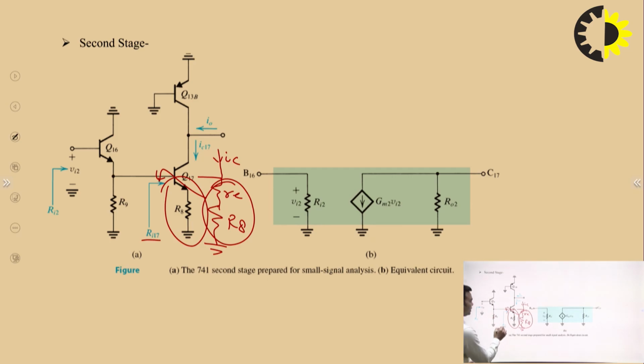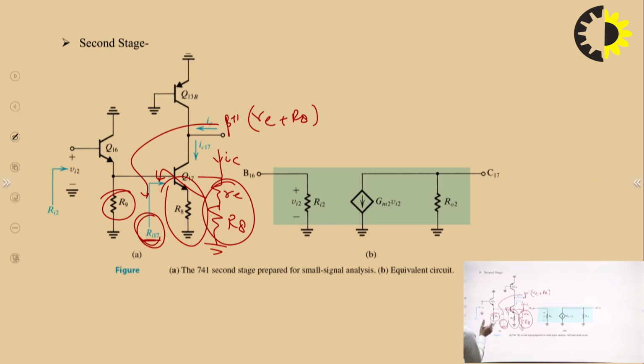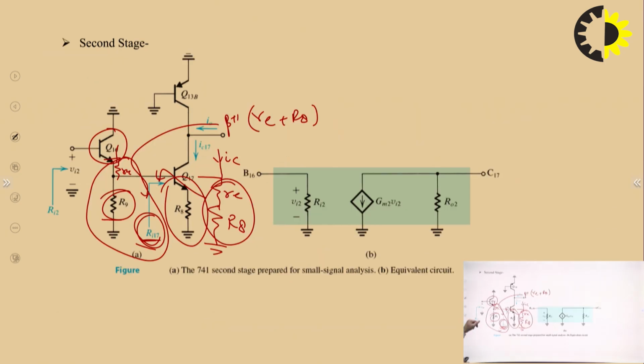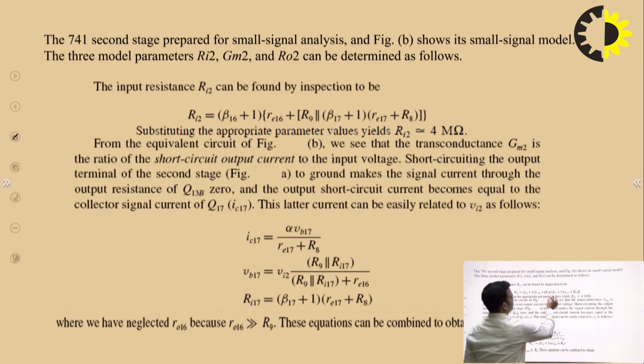So Ri17 should be Re plus R8 multiplied by beta plus 1, and the same will come over here, and this resistance will become, or I can say, R9 and Ri17 will be in parallel. And if I replace this Q16 with a small Re by replacing it with the T model, then this whole resistance will be the Re plus R9 in parallel with Ri17 multiplied by beta plus 1. This should be the value of Ri2. This is what is written over here.